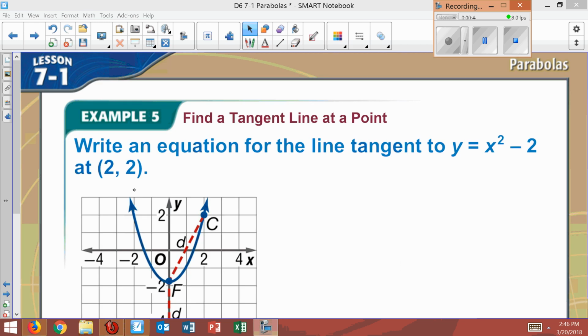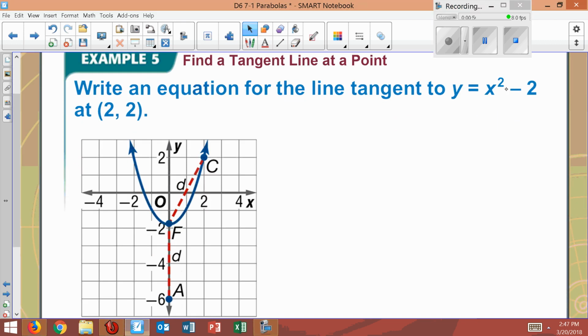Here it says, write an equation for the line tangent to y equals x squared minus 2 at (2, 2). So we have a parabola, and this is in the general form that we learned in algebra 1 and algebra 2, which is just a parabola facing up, shifted down 2 units. So here it is. We want to find the tangent line at this point, (2, 2), which is right 2, up 2. To do so, we first need to find the focus.